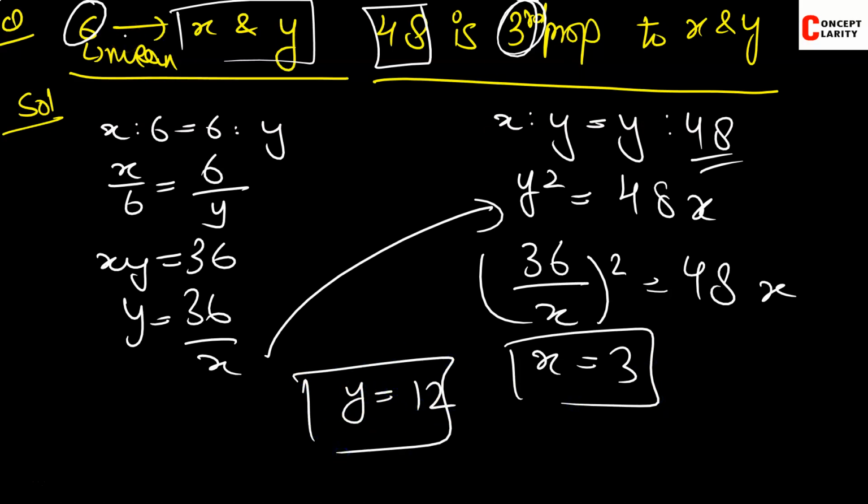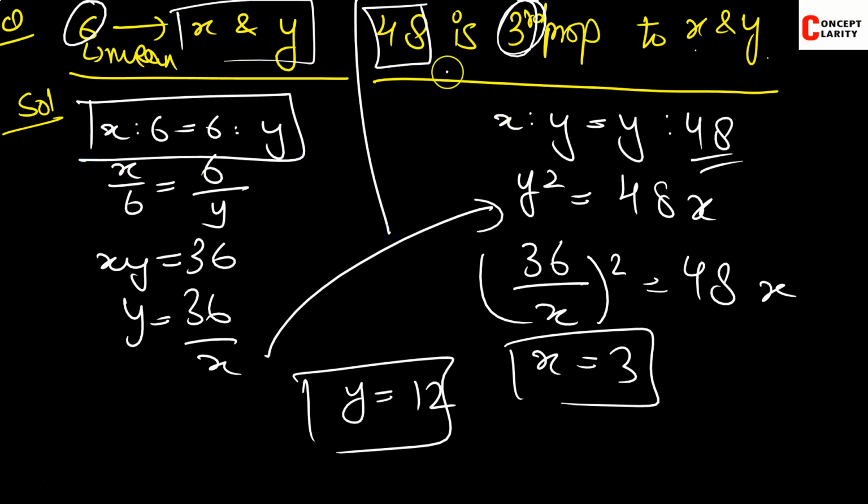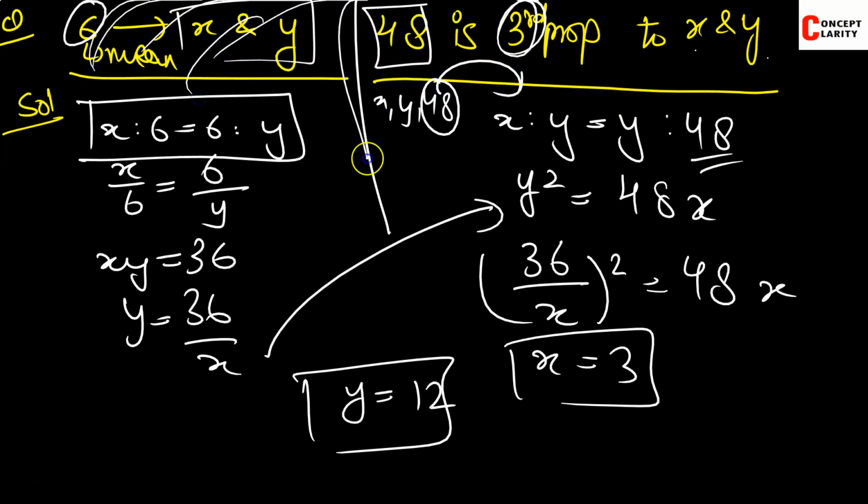What I mean to convey is, we are given 6 is the mean proportion to x and y, and 48 is the third proportion to x and y. When 6 is the mean proportion, we got this equation. We put this question into two separate parts. When it is given 48 is the third proportion to x and y, we put this as three quantities that we are given: x, y and 48. So we made a new equation. We just forgot the earlier part and started with this new one. So we got two equations and simultaneously solved them. We got x equal to 3 and y equal to 12.